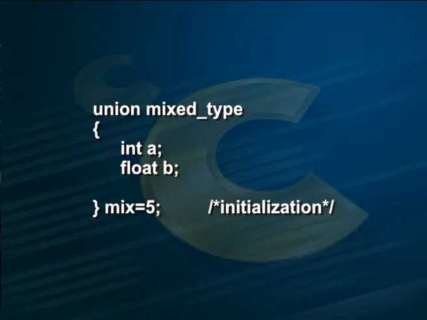Initialization of a union variable is restricted so that the value of its first member can only be initialized. For example, union mixedtype { int a; float b; } mix = 5; This is the initialization. Here the value 5 would be stored in the member mix.a.